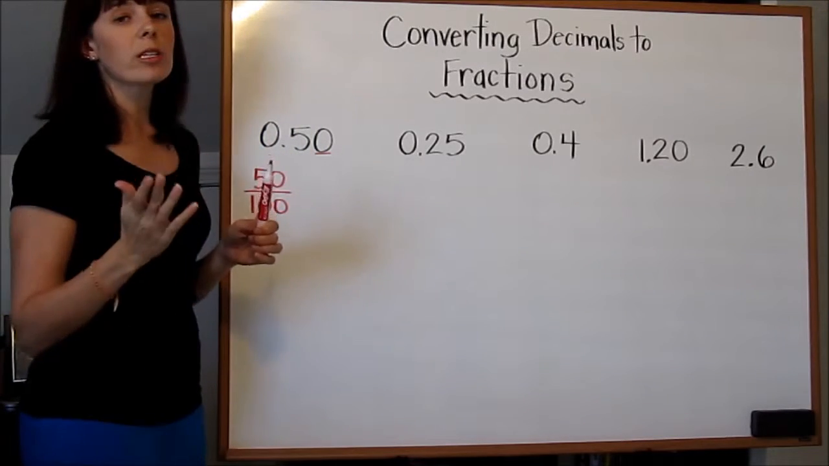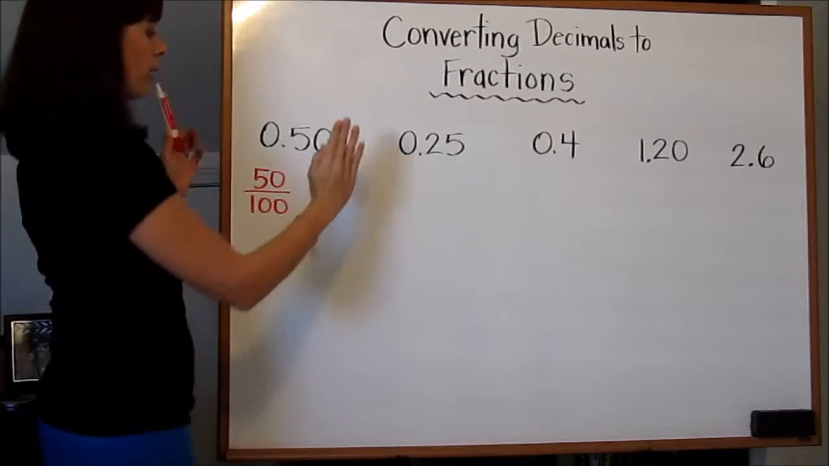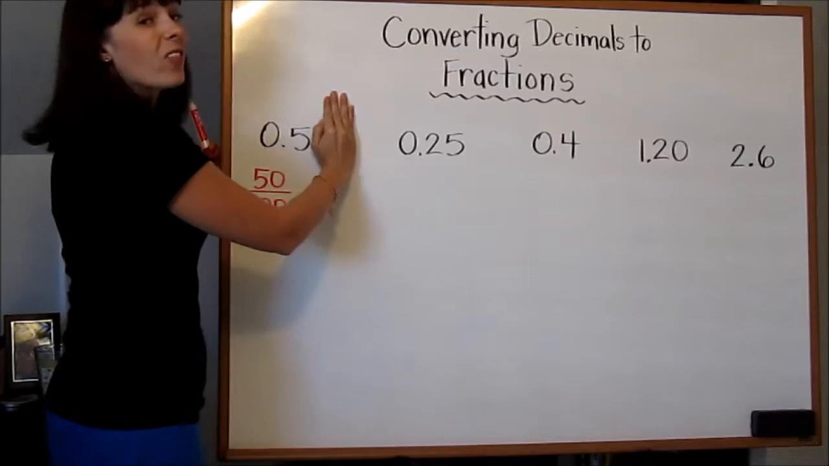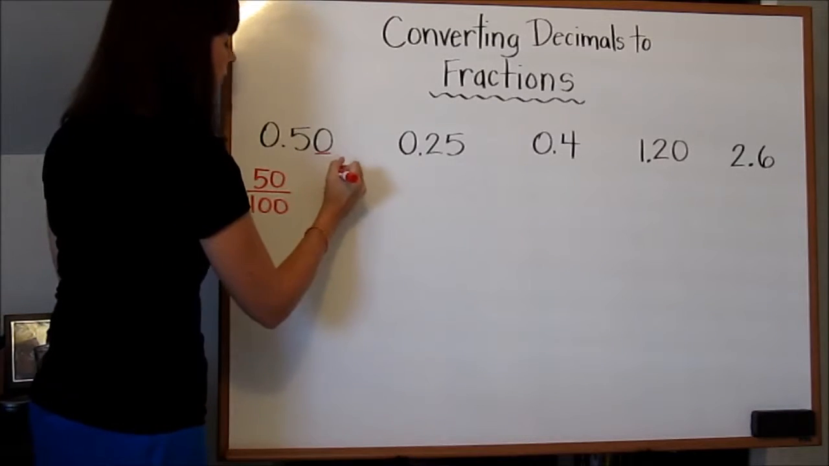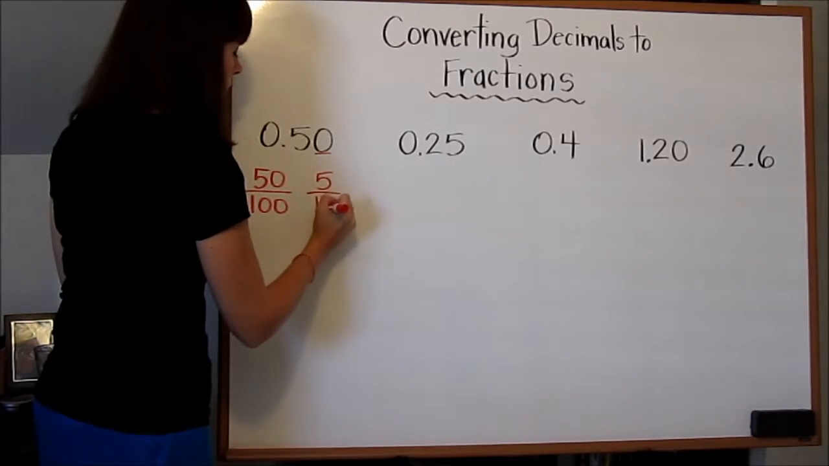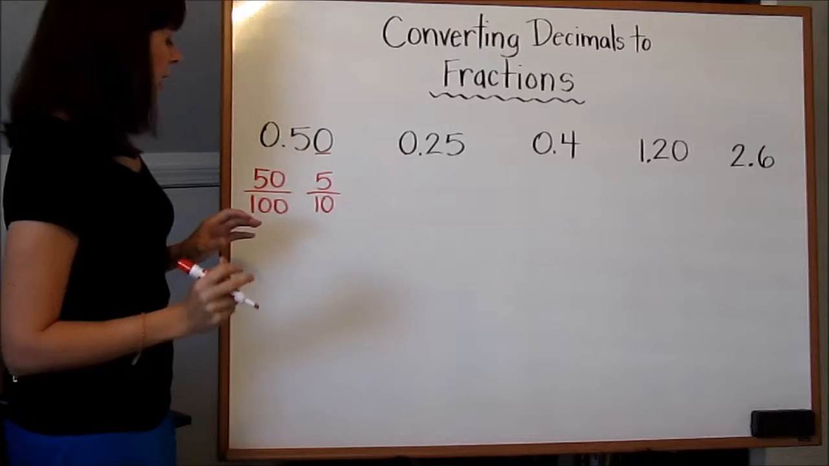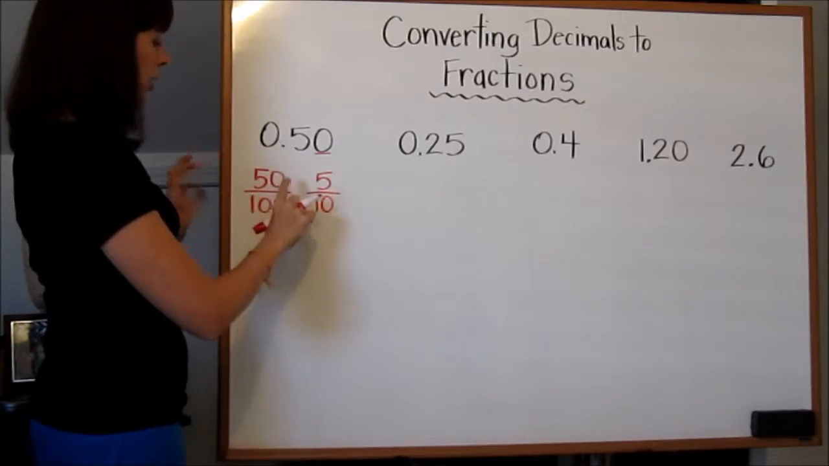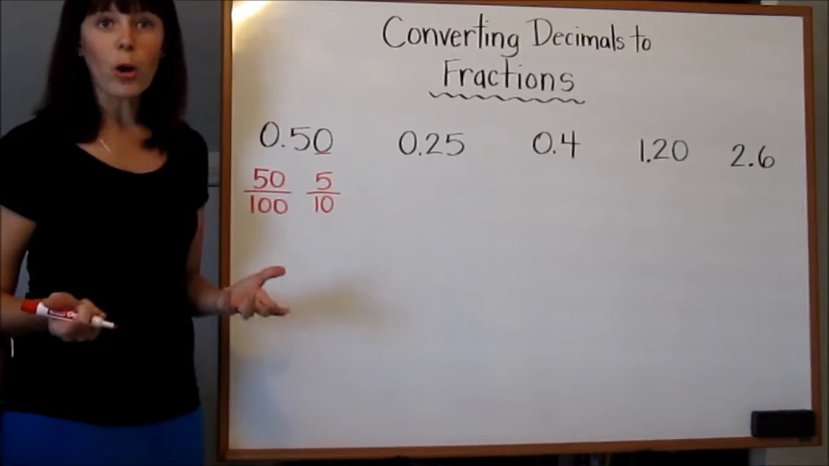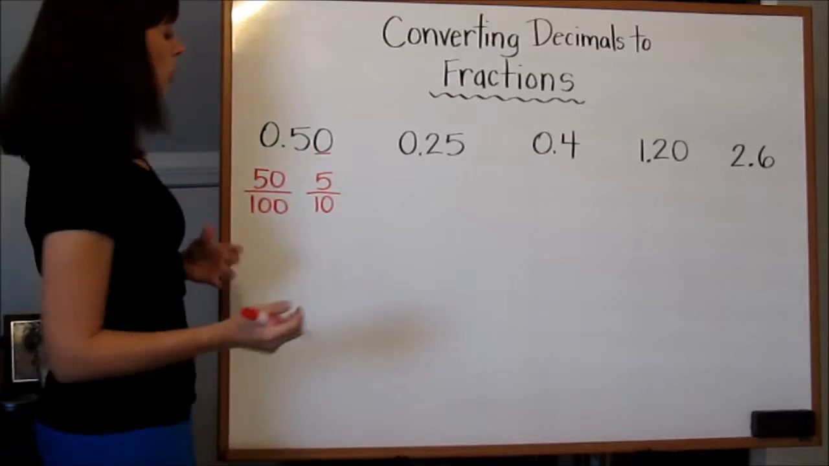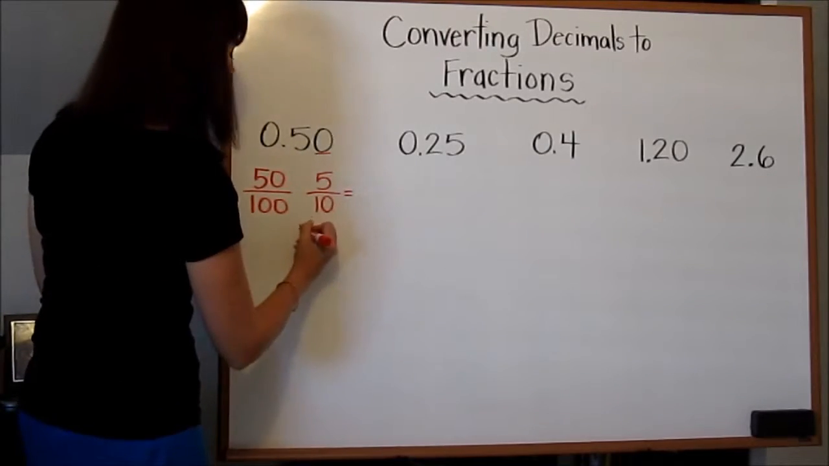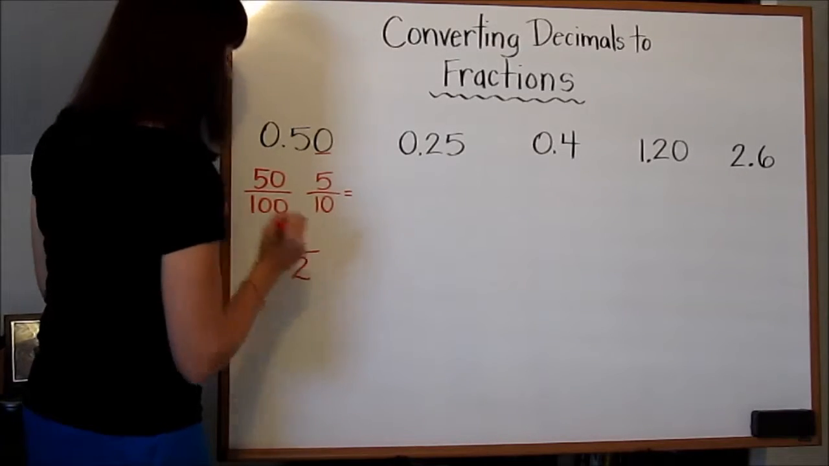Or if you know that a 0 after a decimal can be kind of ignored, and you look at that as 5/10, you can do that too. So 50 hundredths or 5/10, either one, those are both correct, okay? And if you look at 50 hundredths or 5/10, you should know that 5 and 10 can both be divided by 5, and therefore this is also equivalent to 1/2.